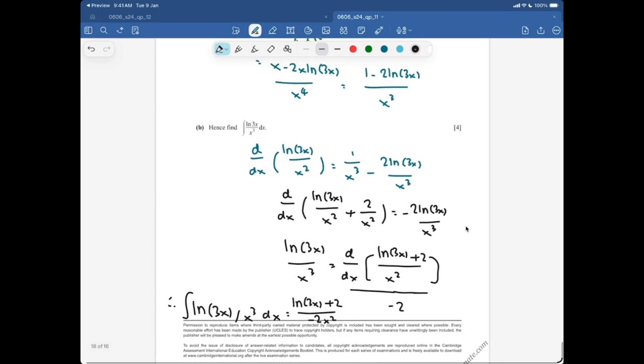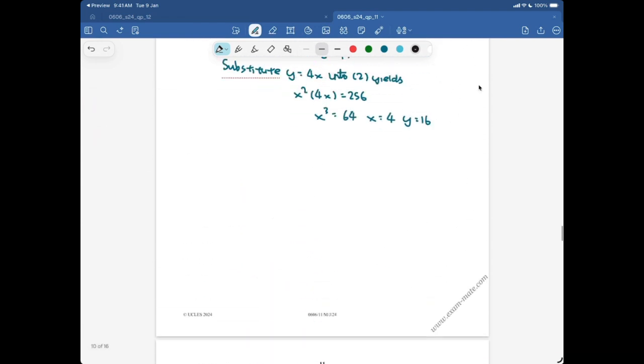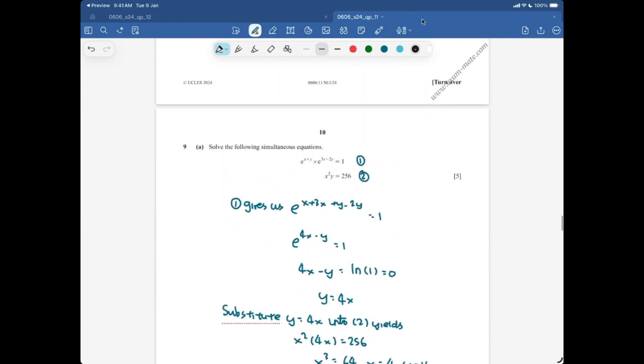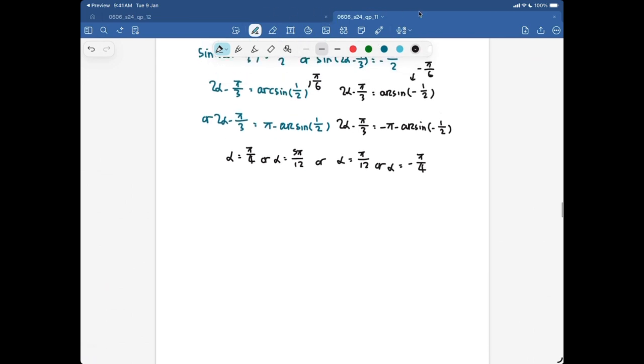So that's the paper done. I think this paper is standard. The values that I got were definitely pretty weird. I don't know if I've gotten all the questions correct, but here we'll see. We'll check the mark scheme. Give me a second.